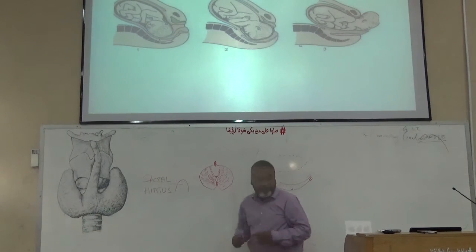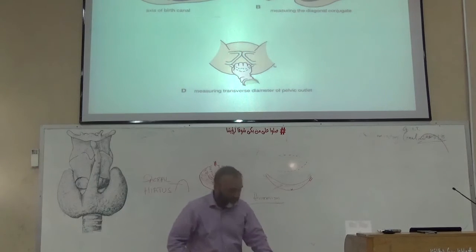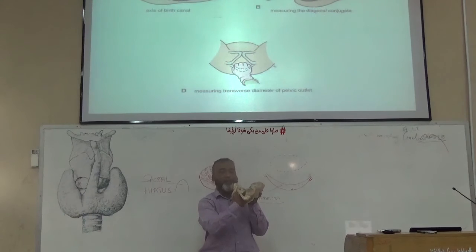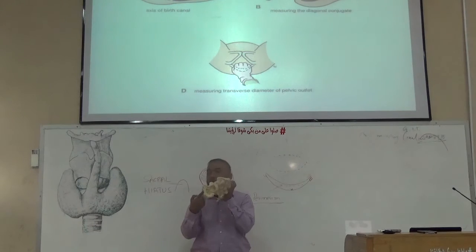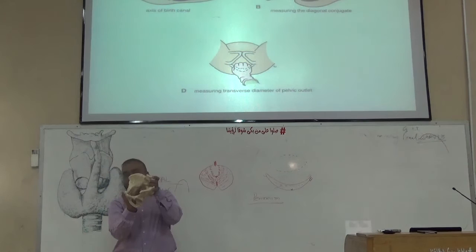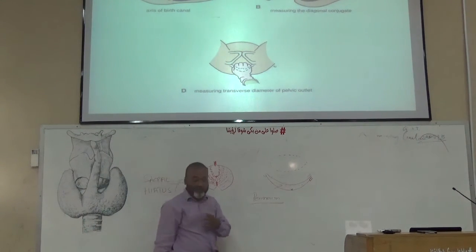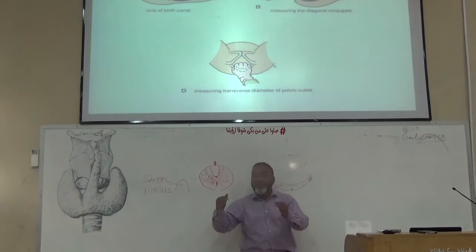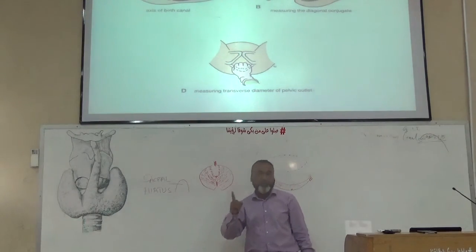From the lower margin of the symphysis pubis to the sacral promontory, this area. This area is named promontory. As I said, what is the sacral promontory? It is the anterior and the upper margin of the first sacral vertebra.